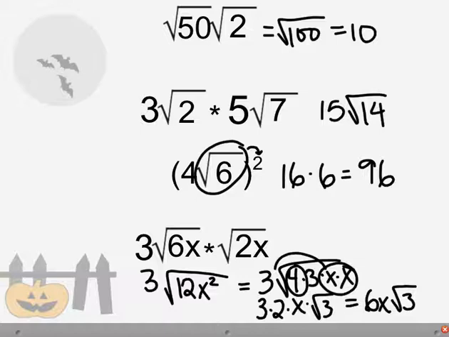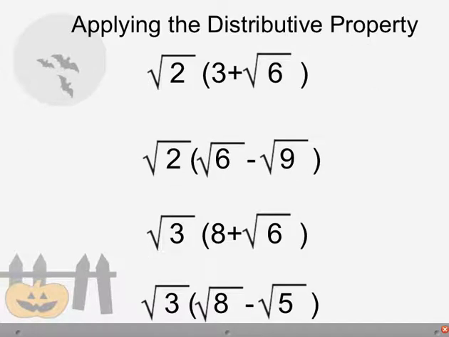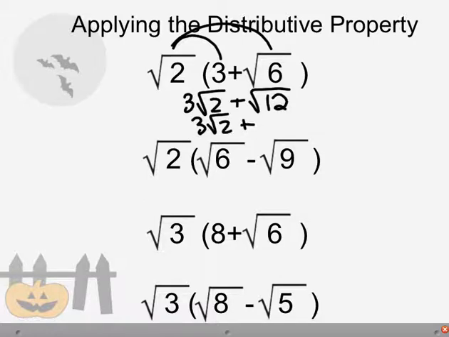Okay, other examples here. We can distribute with our root signs, which means I can take this root 2 and multiply it by 3 and by that root 6 to get 3 root 2 plus the square root of 12, which can be simplified to 3 root 2 plus, well, 12 is 2 times 2 times 3, so I can pop out those 2's and get 2 root 3. Unfortunately, these are not like radicals, so we can't combine them together. Root 2 and root 3 cannot combine.